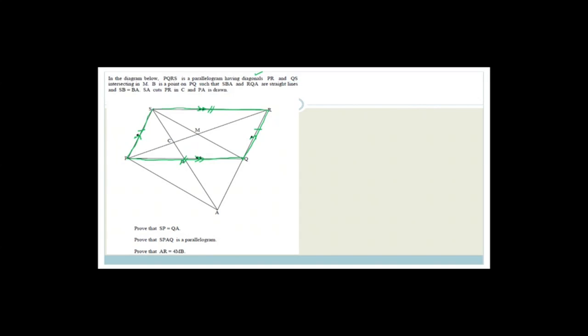Now it says PR and QS intersect at M. B is a point, there's B there, which I've written over, on Q such that SBA and RQA are straight lines and SB equals BA. So let's change colors. We've got that SB is equal to BA. So this whole line here is equal to this whole line there. In other words, B is the midpoint of SA. Then it says SA cuts PR at C. Oh, there it is. And PA is drawn. Awesome. It says prove that.